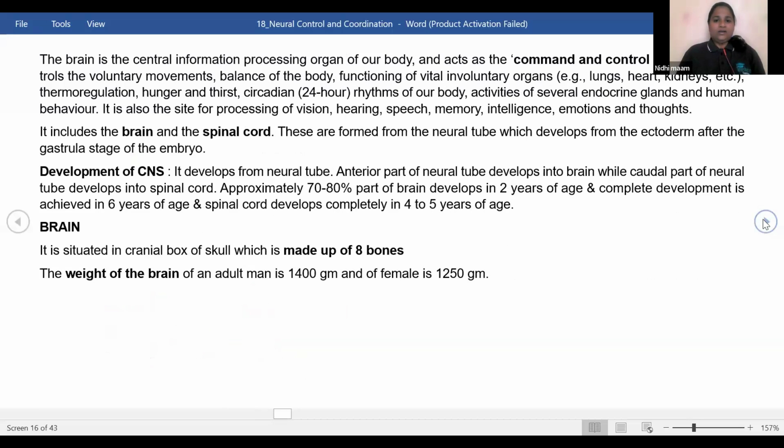When we think about the brain, our brain is made up of 8 bones, and in an adult man it weighs 1400 gram, and in a female it is 1250 gram. Approximately 70 to 80% of the brain is developed in 2 years of age. The spinal cord develops completely in 4 to 5 years of age. Just remember it.